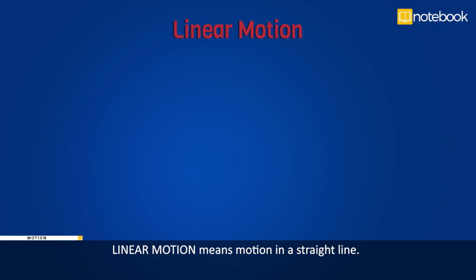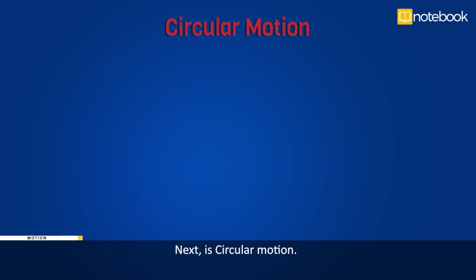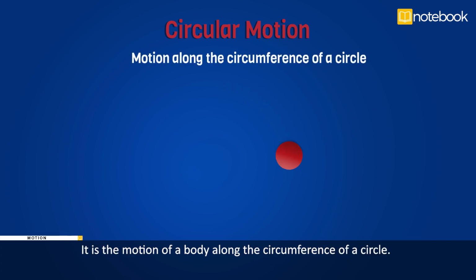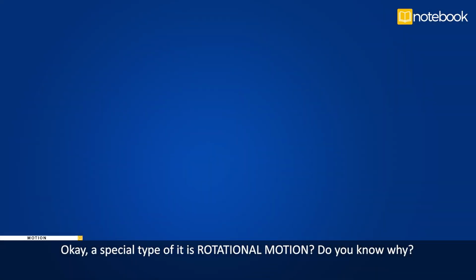Linear motion means motion in a straight line. The example that we took earlier was an example of linear motion as the object moves from point A to point B along a straight line. Next is circular motion. It is the motion of a body along the circumference of a circle, like the motion of the Earth around the Sun or the motion of the Moon around the Earth. Okay, a special type of it is rotational motion.